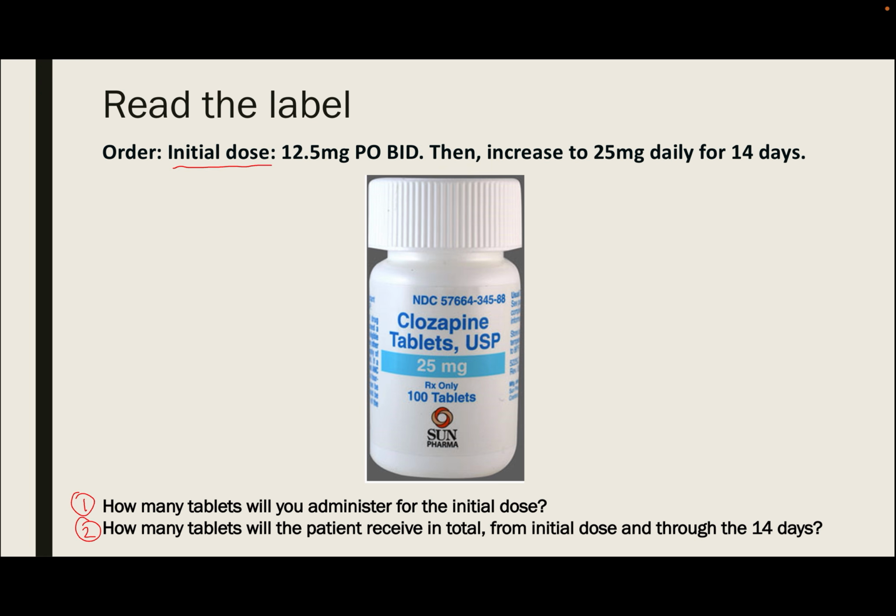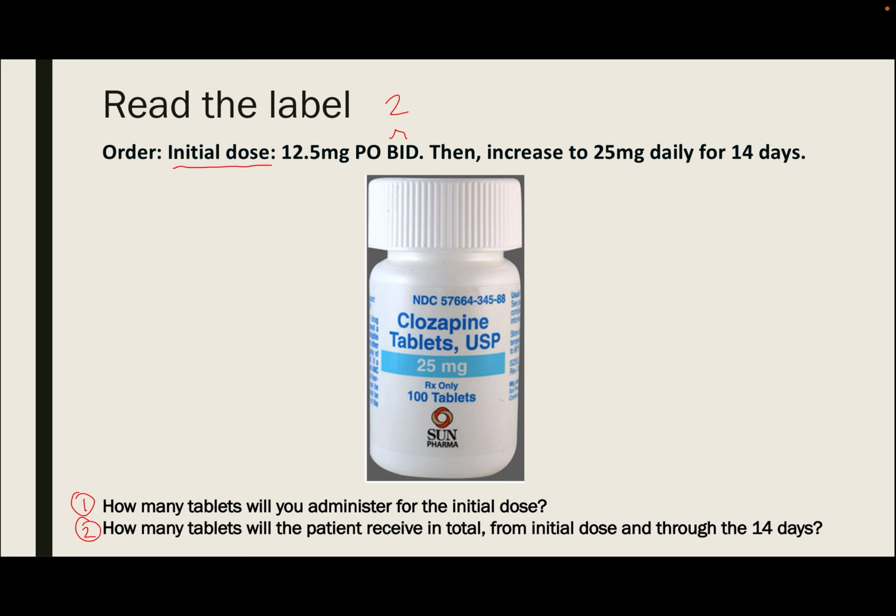It says give your patient 12.5 milligrams per oral BID. So how many tablets will you administer for your initial dose? Well, in order to do this, you have to understand that BID is 2. They're going to get 12.5 milligrams twice a day, right? So 12.5 times 2 or plus 2, will give you what?